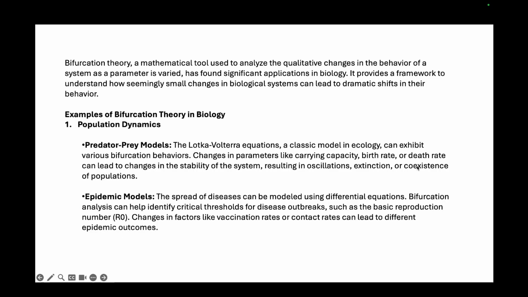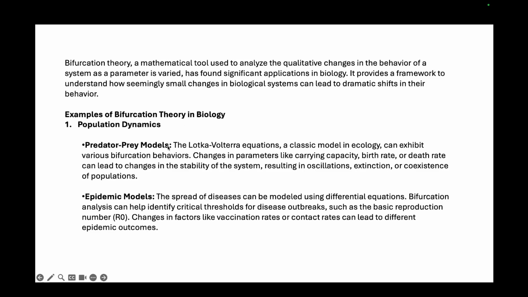So we saw how to calculate these bifurcation plots and how to do these plots. Now the point is, why do we need to do it? Like, what is the use of bifurcation in biological systems, or how can we quantify bifurcations in biological systems? So here are a couple of examples. In population dynamics, how bifurcation theory comes in handy.